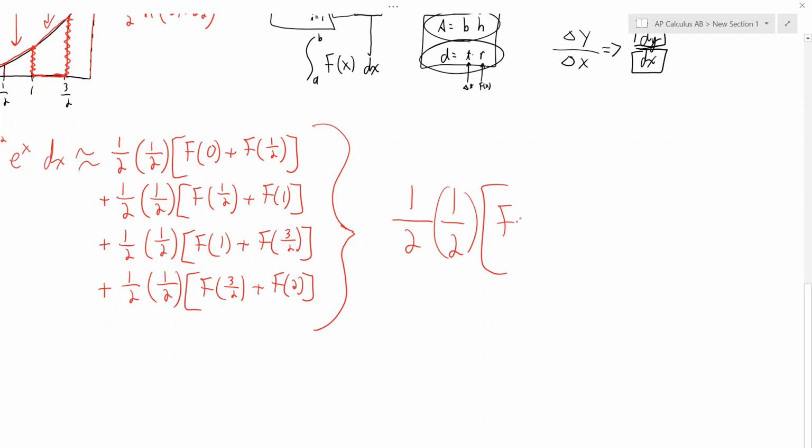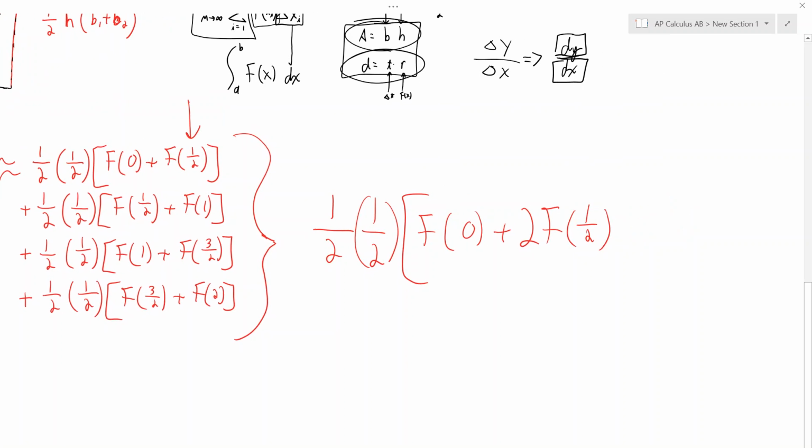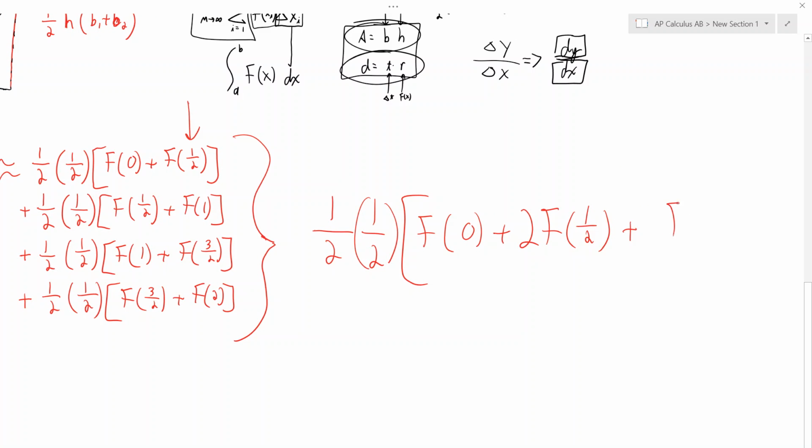So we have f of 0. And then technically we have plus f of a half here, right? But then in my very next trapezoid, we add another f of a half. So there's really 2 f of a halves in there. Plus we have an f of 1, but then the very next trapezoid has another f of 1. So there's 2 of those. There's f of 1 here, there's f of 1 here.